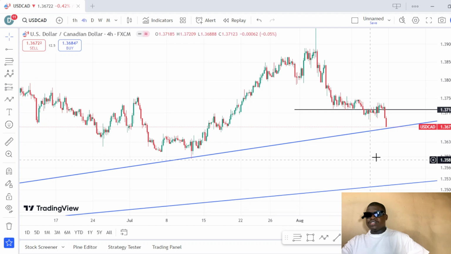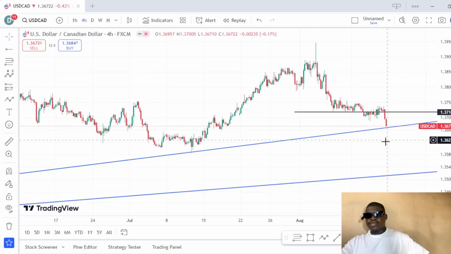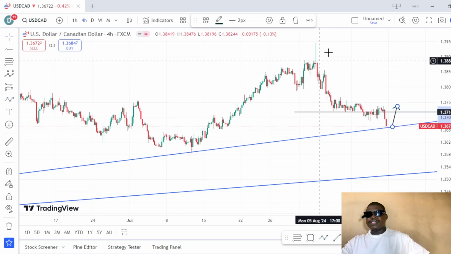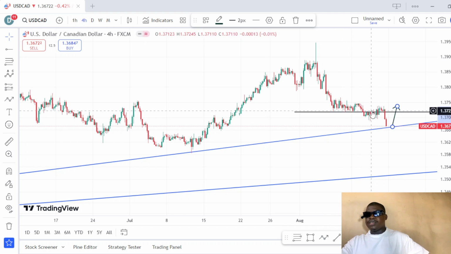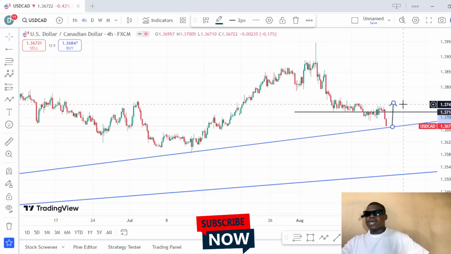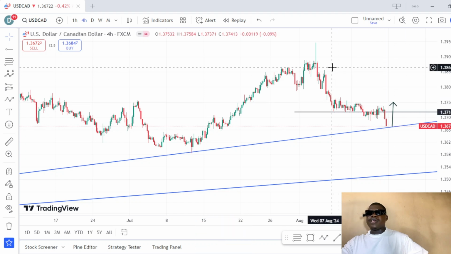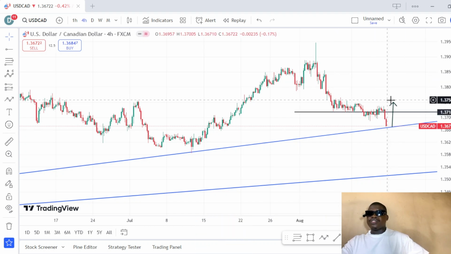Now, two things we are looking for this week in USD CAD. We are expecting the price to bounce off here and close here, so we can find a buy opportunity above this region. This is a low and this is a high, and this is a high, a low as well, and this is a high as well. So a bullish candlestick close above this region signals the price wants to resume its original trend.